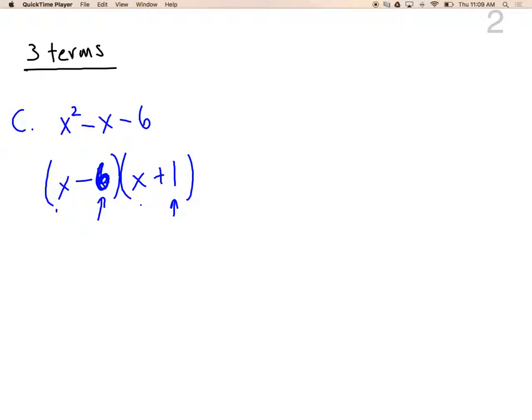So how do I check the middle term? You check the middle term by taking this times this and adding it to that times that. X times 1 is x. Negative 6 times x is negative 6x. Negative 6x plus x is negative 5x, which is not what that is. So I made a mistake. Go back and fix it. That's why we have erasers.